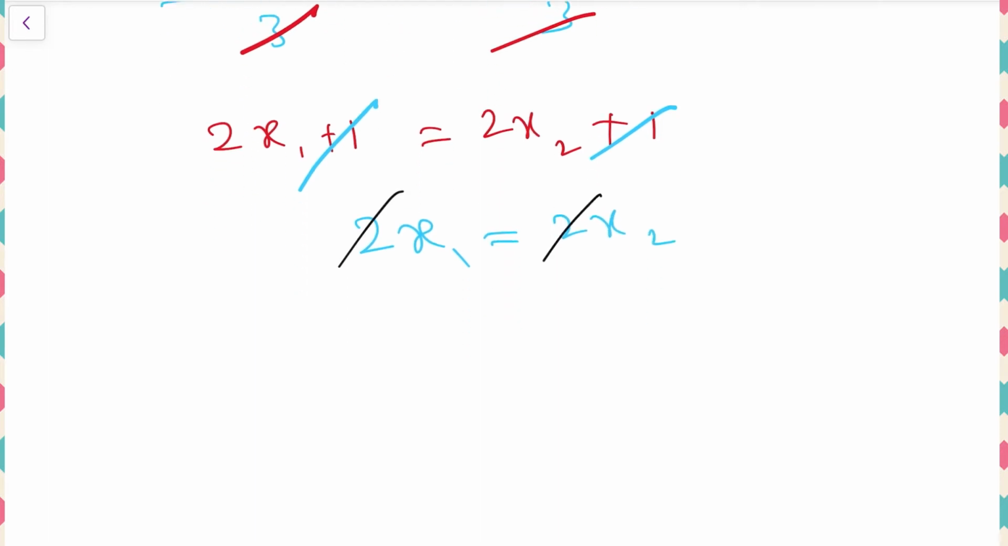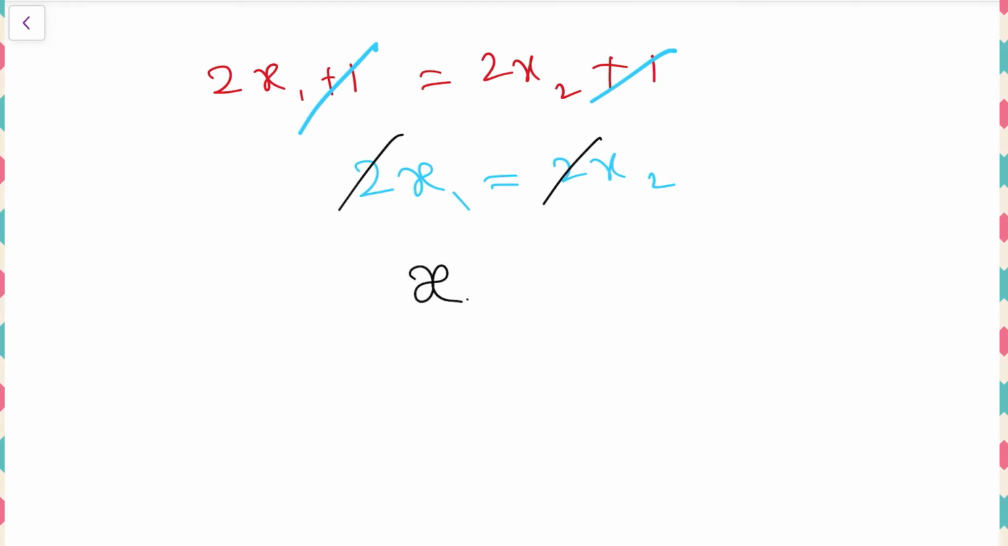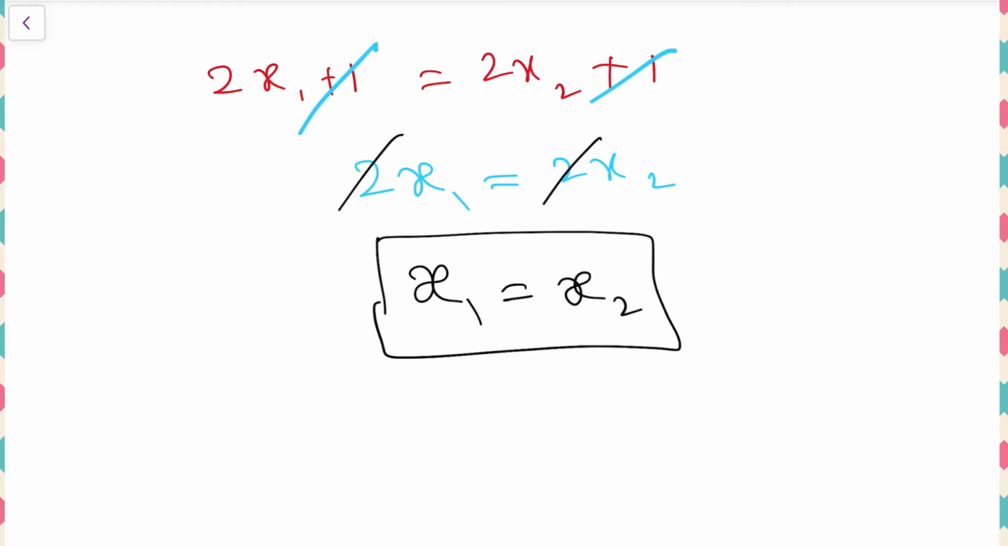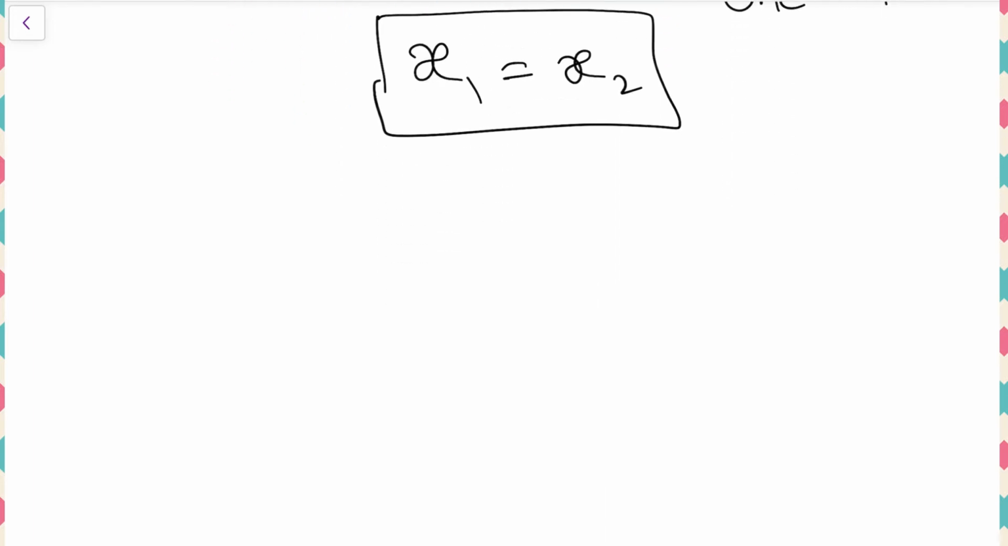Both will get cancelled. Then finally we remain with x1 is equal to x2. If we get the final answer as x1 is equal to x2, then we can conclude that this is a one-one function. Next, let us check whether the given function is onto or not, that is, surjection or not.